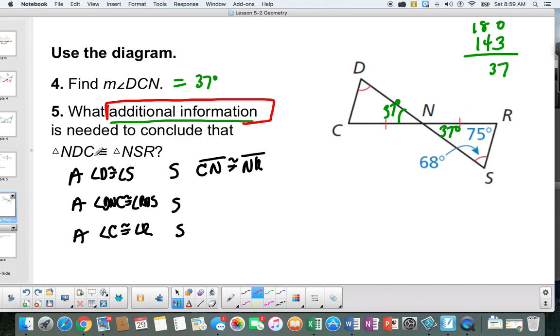We need to make sure that, so we already have this part right here. We need to show that ND is congruent to NS, and we need to show that DC is congruent to SR. So they just wanted what was needed. They're not going to make us prove it. That's all we need. And this is the end of the screencast.